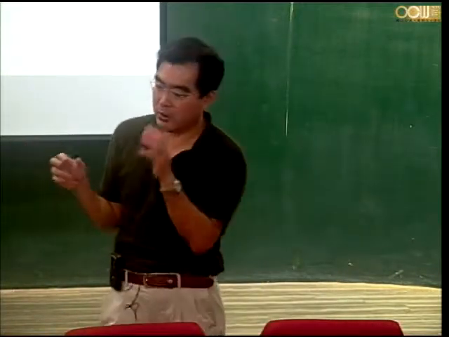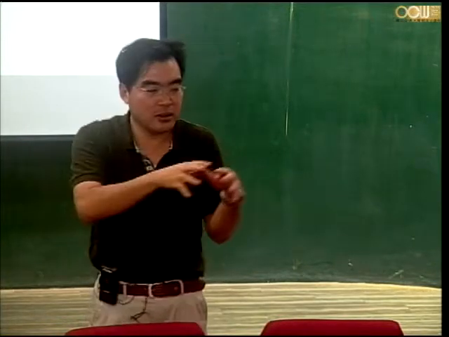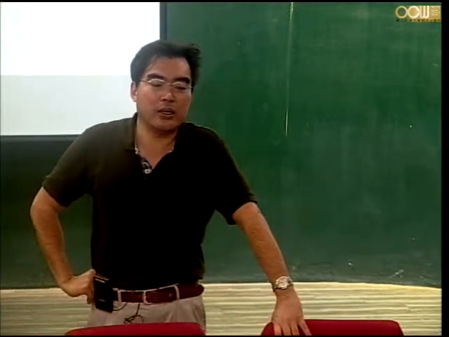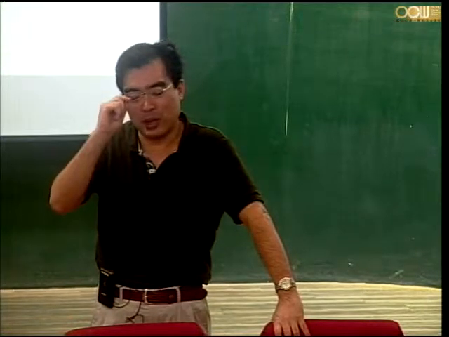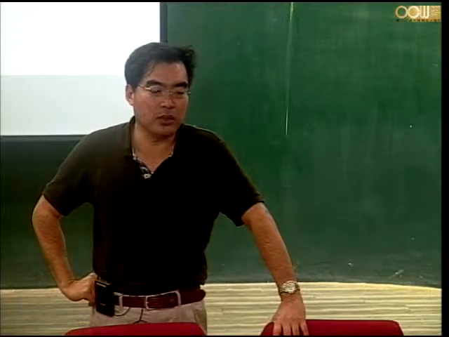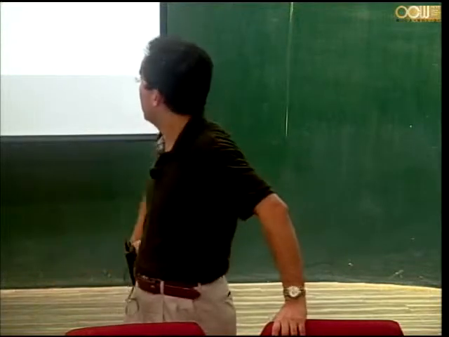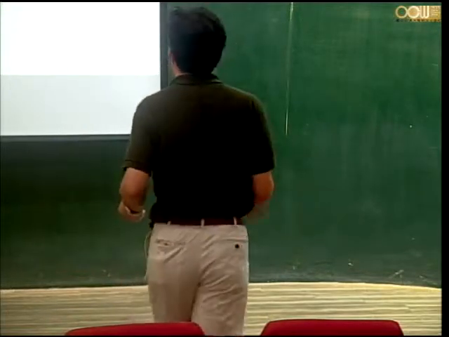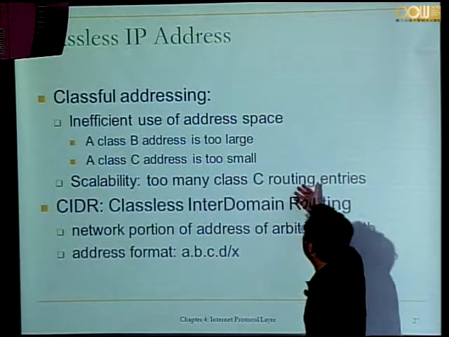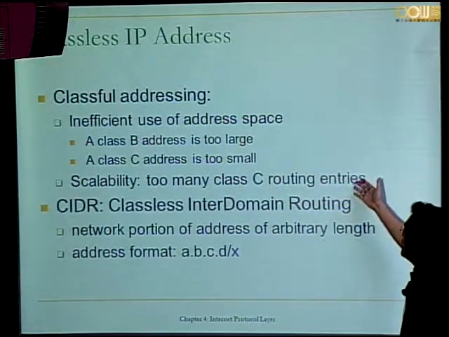If we allocate a class C address to this organization, and then another class C address to that one, and we allocate many class C, each class C network would introduce a new entry in the backbone router, then it's bad. We would have too many routing entries in the backbone routers. So instead of the ideal classes, we want to have classless.